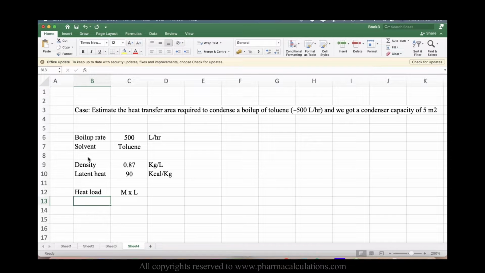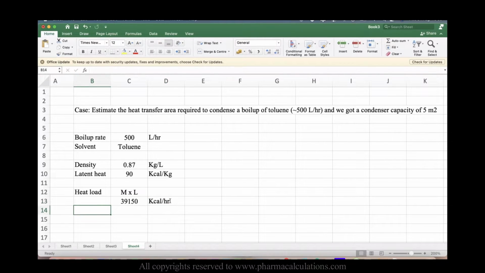We know the volumetric flow rate, that is 500 liter per hour. We know the density and we know the latent heat. In order to convert the volumetric flow rate, we need to multiply it with the density. The volumetric flow rate multiplied with density gives us the mass flow rate, and again we have to multiply this total mass flow rate with the latent heat. It will give us the heat load required. This is going to be in terms of kilocalorie, per 1 hour, kilocalorie per hour.